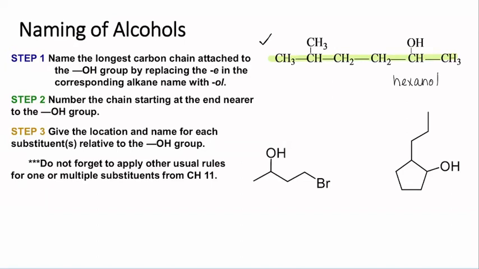So the name of my parent chain is going to be hexanol, okay? Now, I'm going to number my carbon atoms in my parent chain starting from the end that is nearest to the carbon atom that is holding the OH. So when I'm numbering this, I'm going 1, 2, 3, 4, 5, 6, okay? Now, you need to give the location of which carbon atom is holding the OH, especially if you have three or more carbons. If you only have two carbons, your OH is only going to be on carbon one. But if you have three or more carbons, you need to give the location of the carbon that is holding the OH. So to represent that, we're going to put a 2 before my parent chain. We have one substituent in this molecule. So what is the location and the name for that substituent?